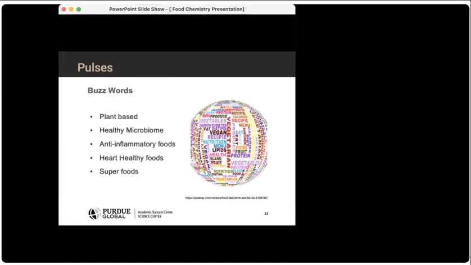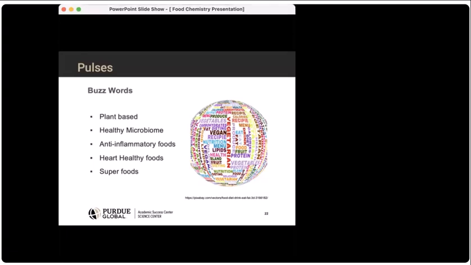So if we take a look at our healthy buzzwords, pulses fit in a lot of categories. They're from plant sources, so they're plant-based. They help with our healthy microbiome because they contain soluble and insoluble fiber, and they're considered a prebiotic. They contain things like zinc, fiber, and phytochemicals to help reduce our oxidative stress and inflammation, so they're anti-inflammatory. They can be considered heart healthy as they contain fiber, folate, and phytochemicals to reduce cholesterol levels. So ultimately, we could take a look at using that term superfoods because they do help to reduce the risk of heart disease and promote weight management while being packed with nutrients.